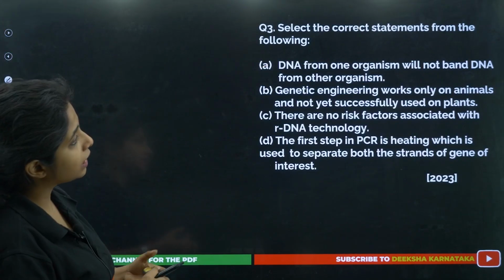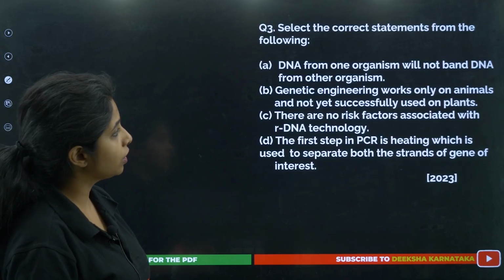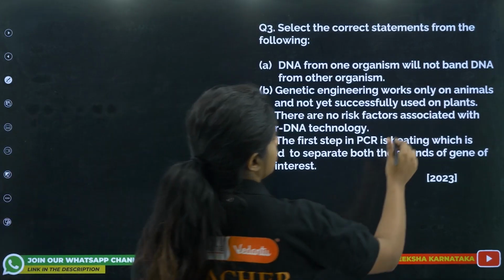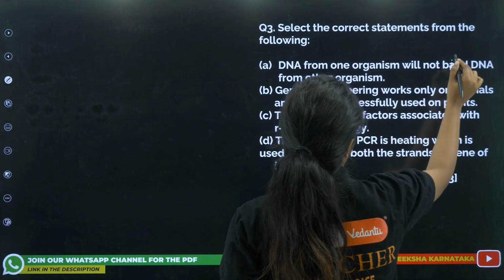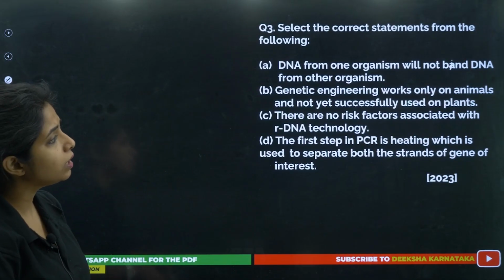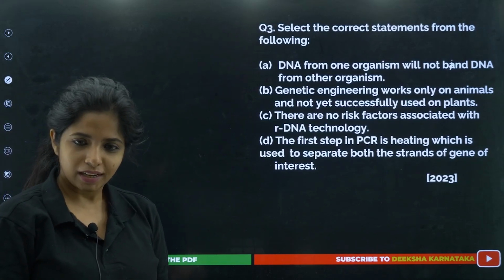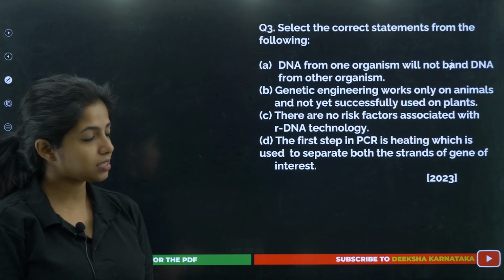Okay. Select the correct statements from the following. Let's see. DNA from one organism will not bind, I think it's bind, DNA from other organism. Okay. Genetic engineering works only on animals and not yet successfully used on plants. I don't think that's true. It works, no? You have made BT cotton and things like that.